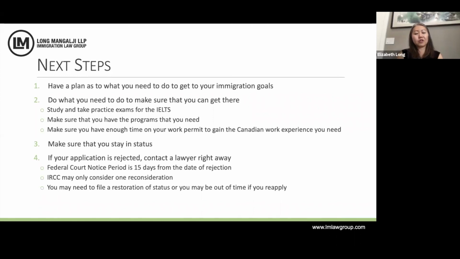If your application is rejected, you must contact a lawyer right away. There are notice periods of 15 days from the date of rejection. Okay, if we don't file a notice to federal court within 15 days of you getting a rejection, then you will lose your opportunity to ever do so.